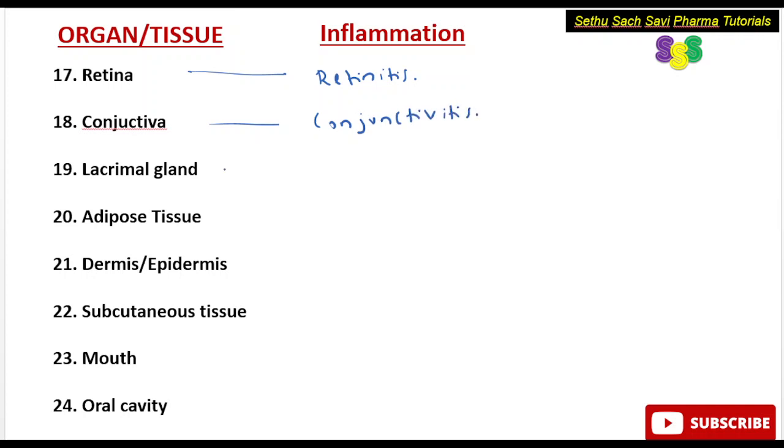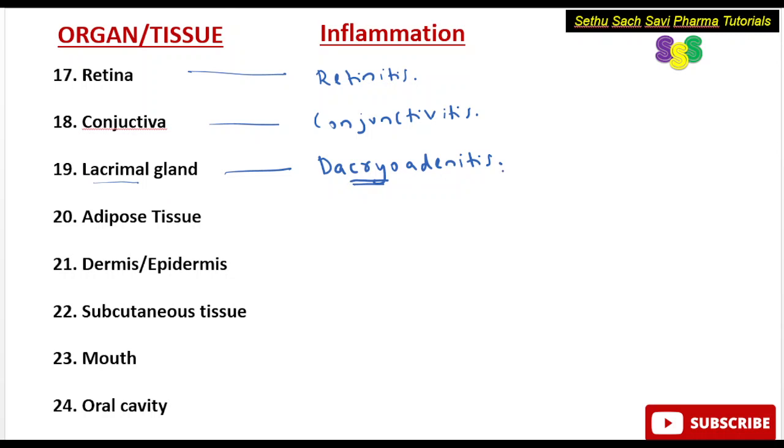Now coming to the inflammation of lacrimal gland, the gland which produces tears, it is called dacryoadenitis. So dacryoadenitis is the inflammation of lacrimal gland. You can remember this by the letters "cry". When you cry, tears will come from the lacrimal gland. So the inflammation of lacrimal gland is called dacryoadenitis.